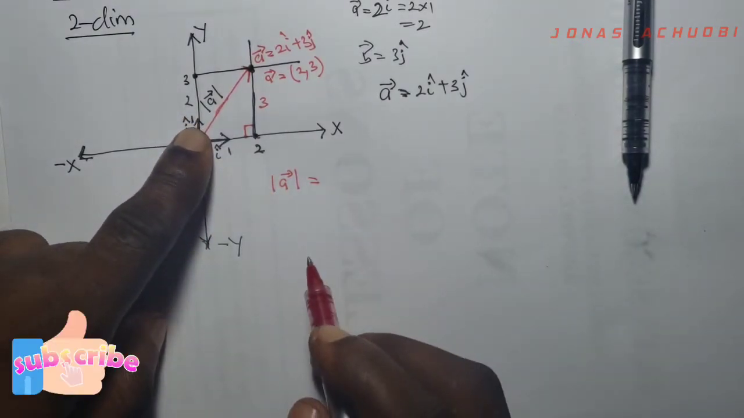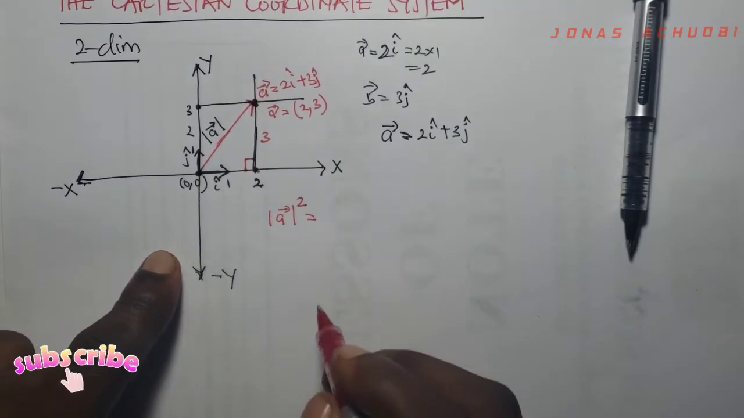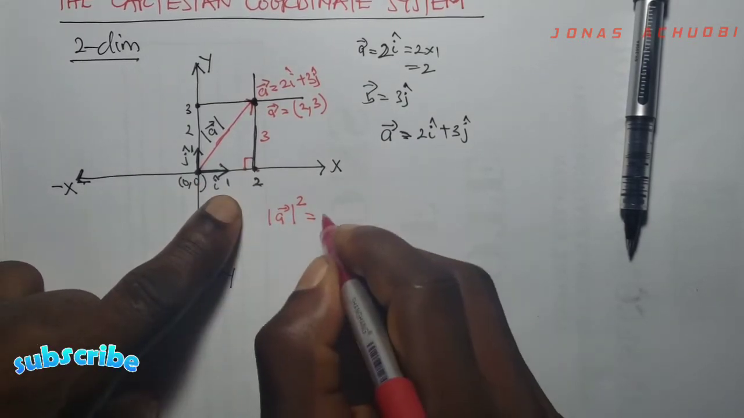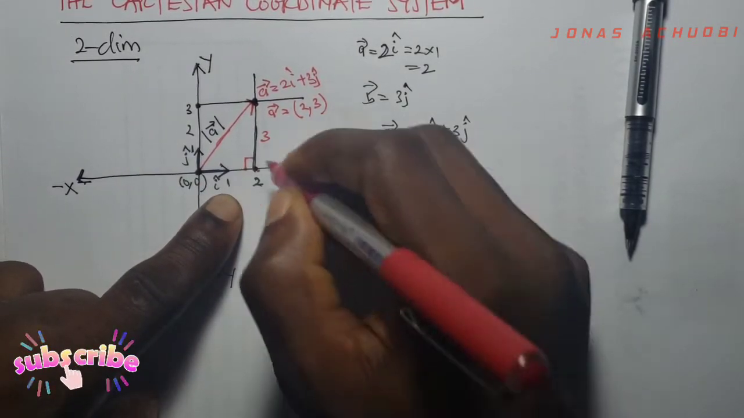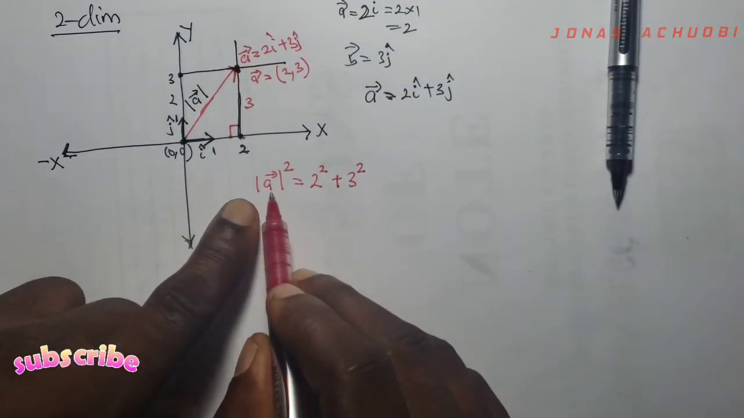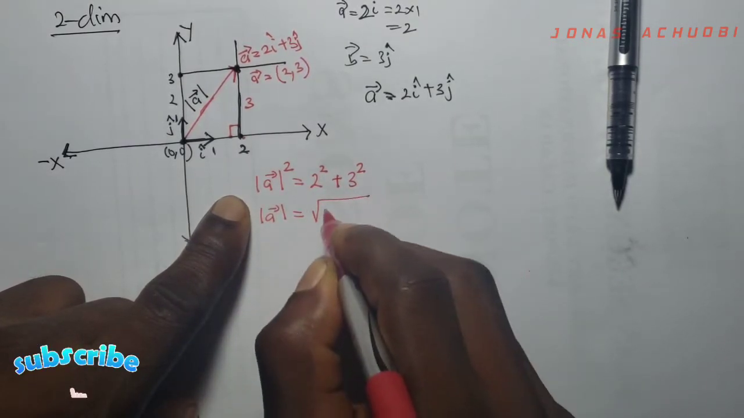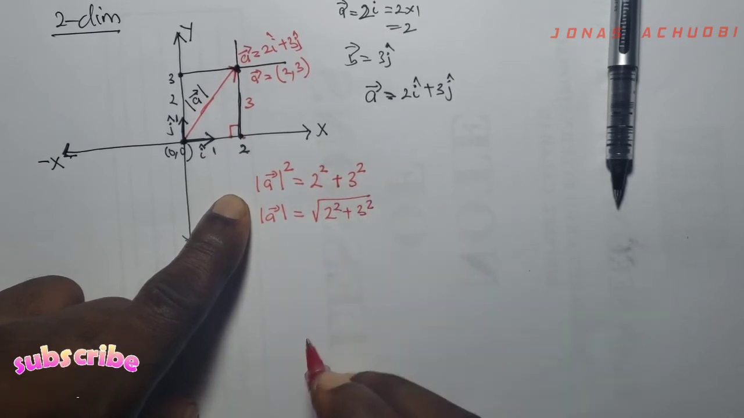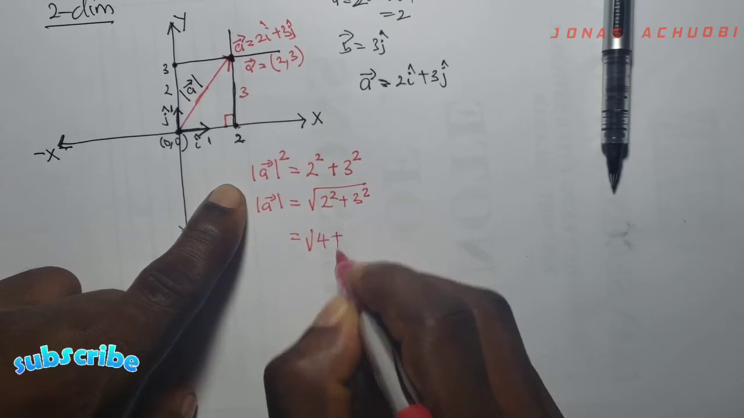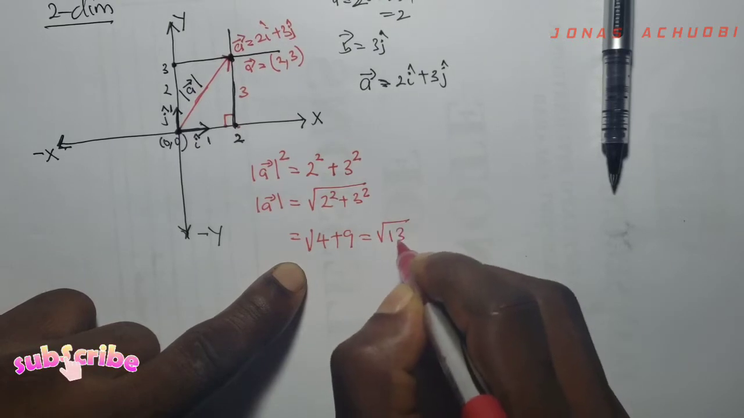So we can apply the Pythagoras theorem to find the value of the length of A. What's the Pythagoras theorem? The square of the hypotenuse is equal to what? The sum of squares of the other two sides. So this other side, the square is 2 squared, plus this other side, 3 squared. So the length of vector A will now be the square root of 2 squared plus 3 squared. 2 squared is 4, 3 squared is 9. 4 plus 9 is 13, the square root of 13.